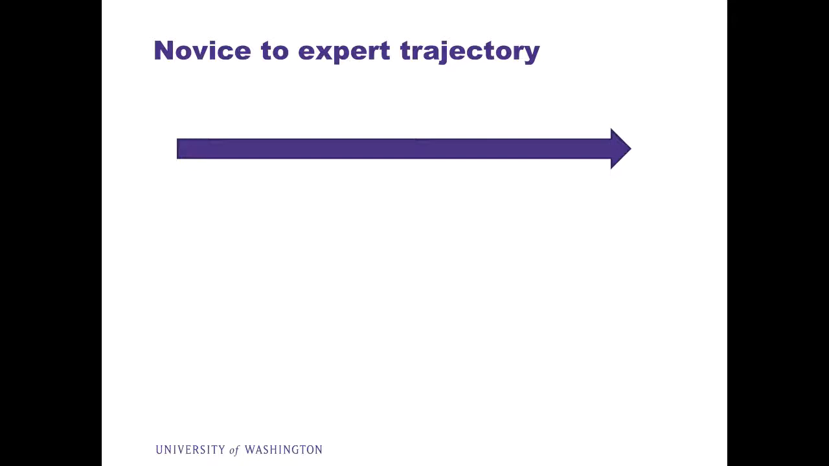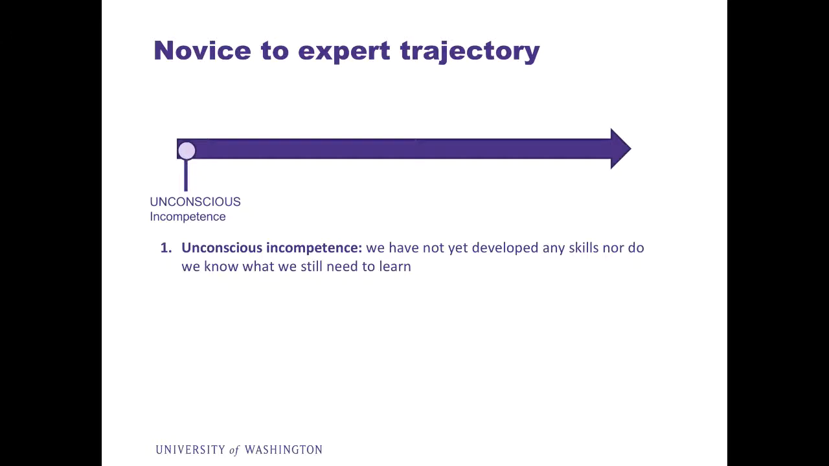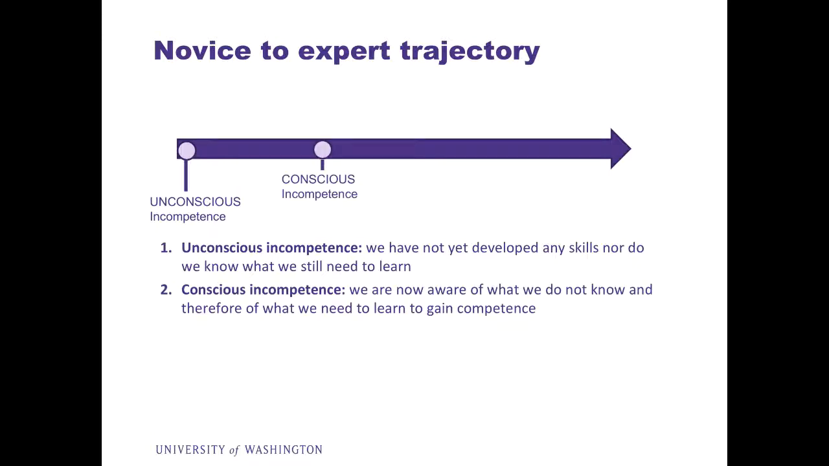As teachers, it's important to note how we and our students move from novice to experts in our disciplines. This image from Ambrose et al. shows that trajectory. We all begin with unconscious incompetence, where we have not yet developed any skills and don't yet know what we need to learn. We then move to conscious incompetence, where we're now aware of what we do not know, and therefore what we need to learn to gain competence.